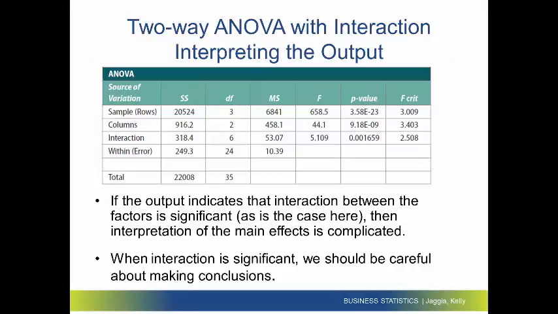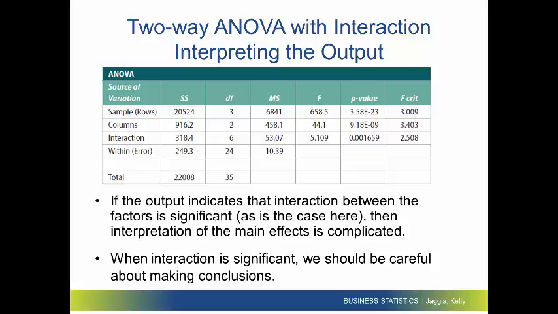So here is the Excel output for the two-way ANOVA with an interaction term. Now we have values for 3 F-test statistics as well as corresponding p-values and critical values. The sample bracket rows refers to the main effect for education levels, which we can see is significant. The columns refers to the main effect for employment fields, which again is significant. Before we interpret these main effects, we need to check the interaction. Because the interaction is significant, we need to be cautious in interpreting the main effects.